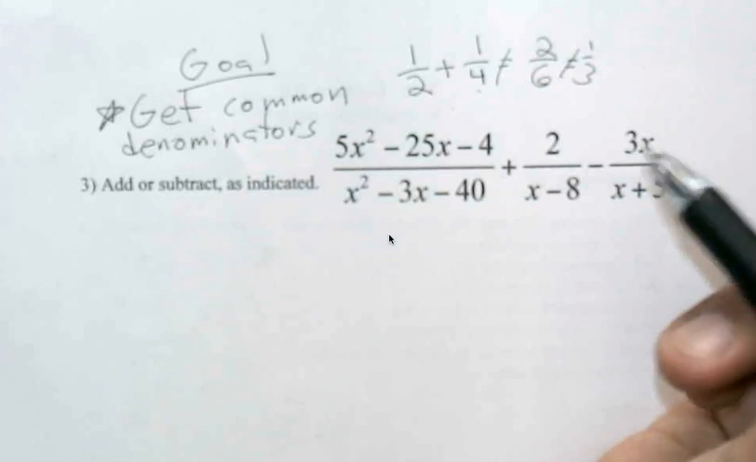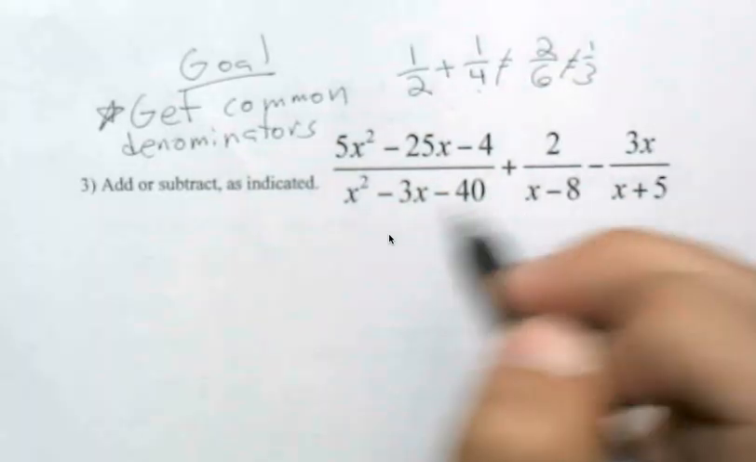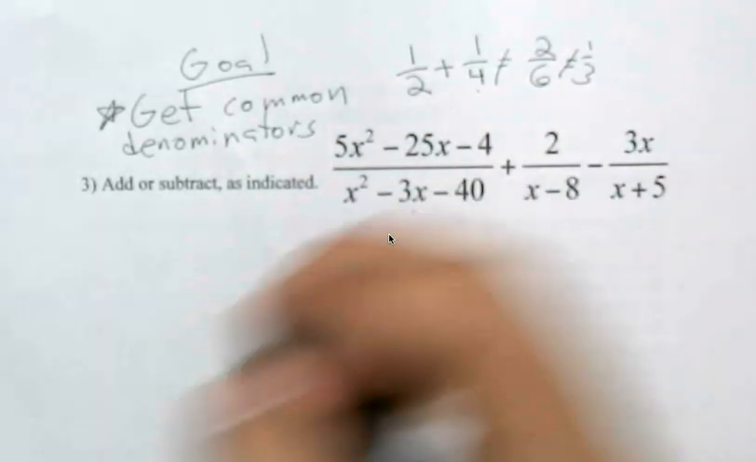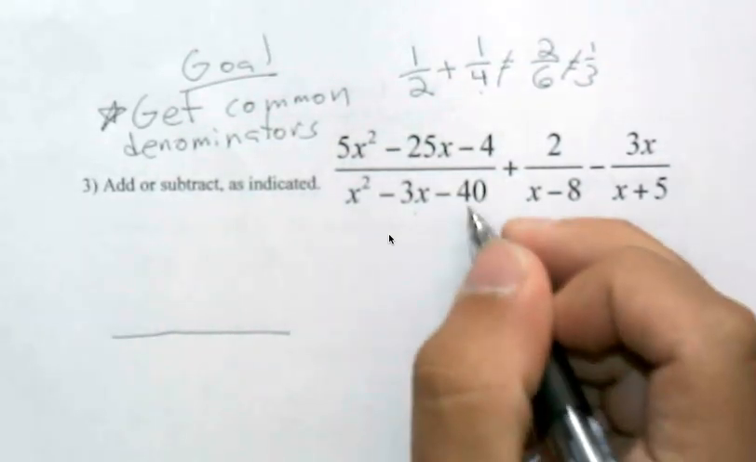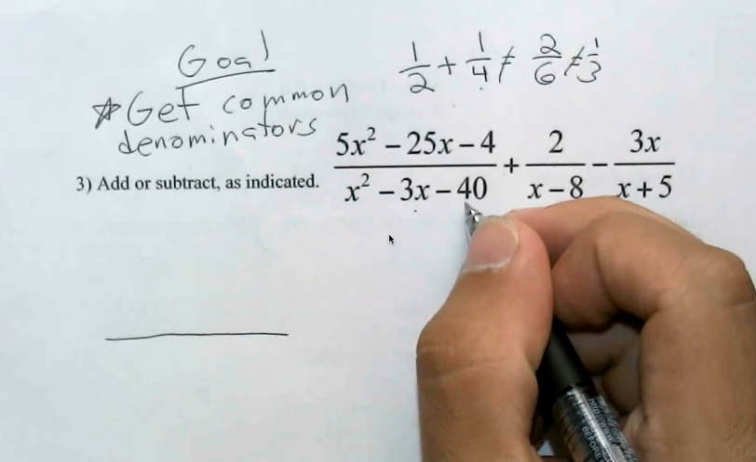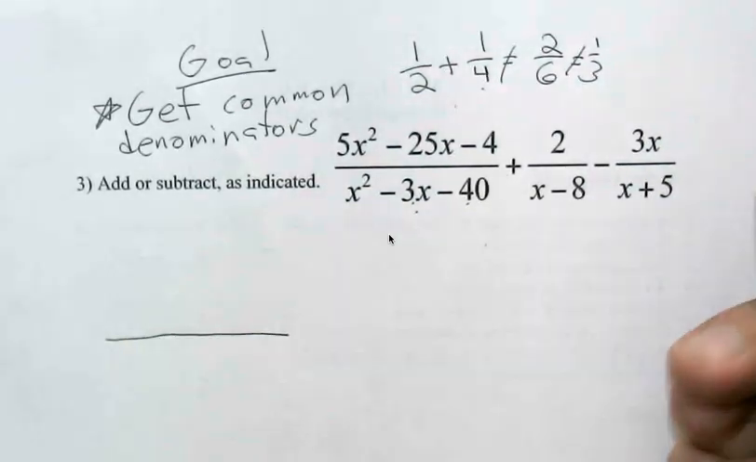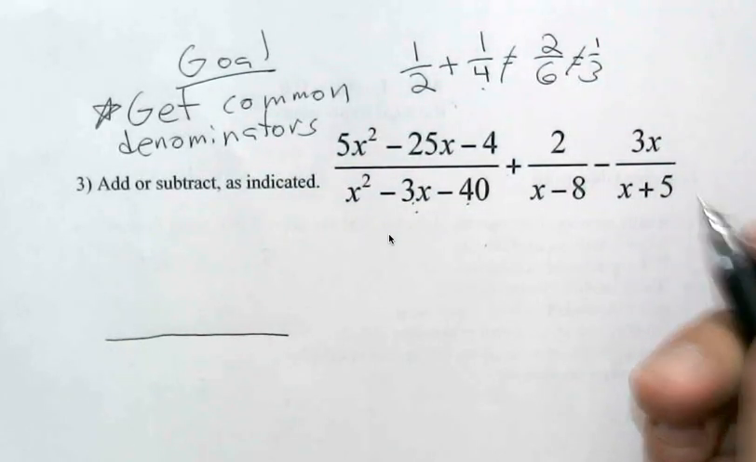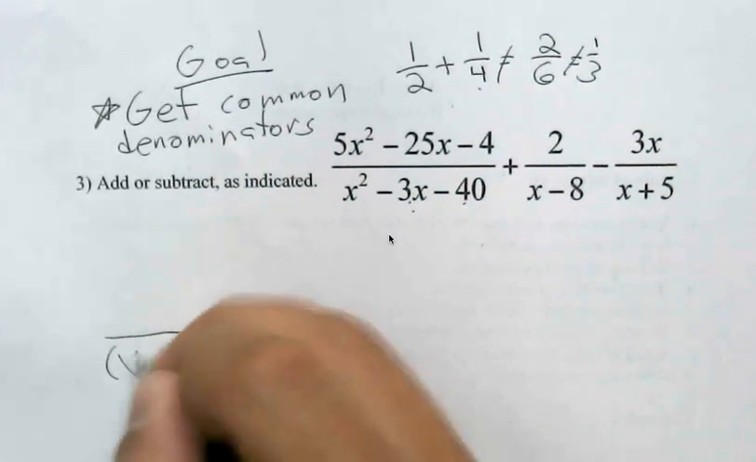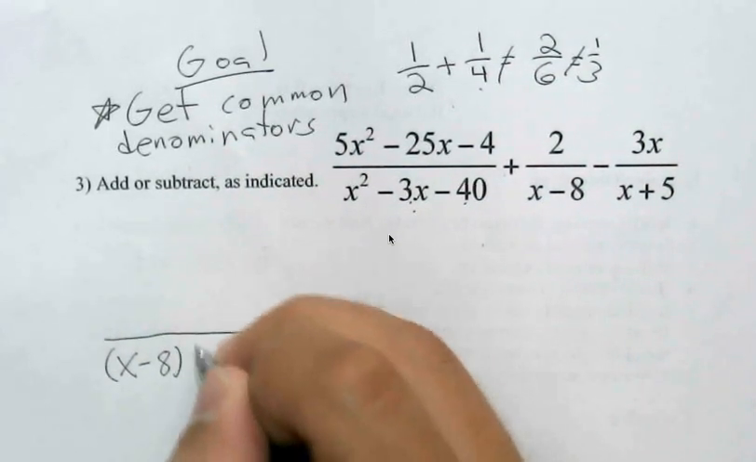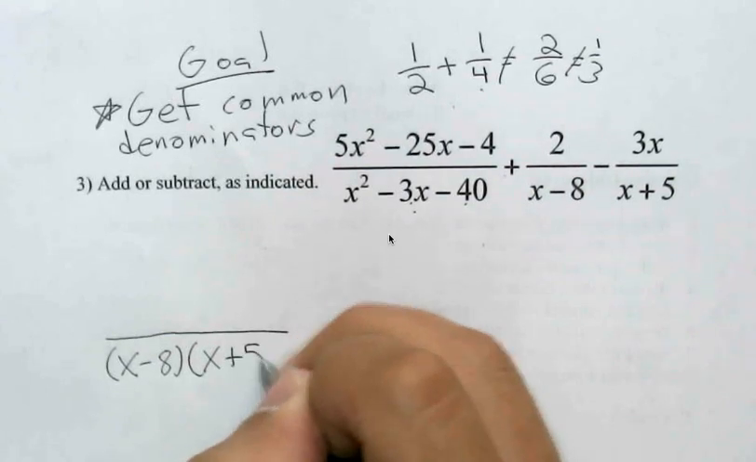With this, we have a little bit of factoring to do with our denominator. We'll start with that. So we could rewrite this. We have a product of 40. We have a sum of -3. Thinking of 8 and 5, yeah: x minus 8, x plus 5.